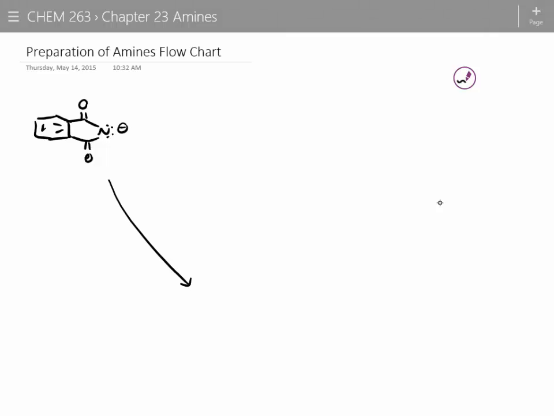All right, we've got one route where we can treat this first with an alkyl halide, followed by hydrolysis. Actually, let me change it to that. There we go. All right, so what do we call this synthesis? Yeah, the Gabriel synthesis. It was our savior from the explosive synthesis that was what?